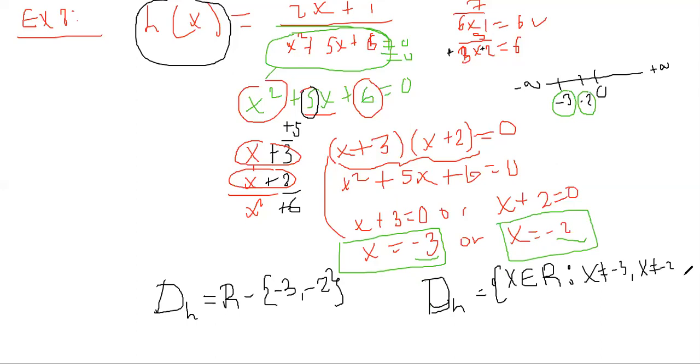Whether you use this notation or this notation is the same thing. It depends on you. So that's our final answer. The domain of this function h is all real numbers except -3 and -2. That's the English interpretation of these two notations. So let's look at an example whereby we have a square root. Then from there, that will be the end of finding the domain of a function.